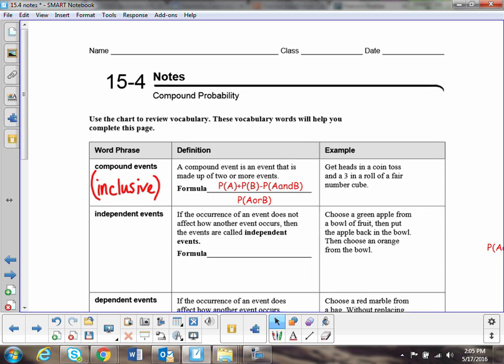Independent events. Okay? If the occurrence of an event does not affect how another event occurs, that's known as independent. Choosing a green apple from a bowl of fruit, then put the apple back in the bowl, and you choose an orange from it. Okay, so like the deck of cards where you put the card back, or maybe draw them from a bag of marbles with different colors, you put it back.